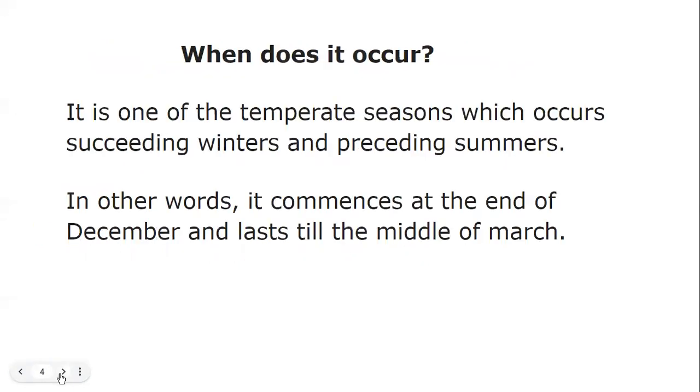Now, when does it occur? Please make one thing very sure. Whatever season you write, you know when does it occur. If you want to have a very good vocabulary, you should say that spring season is one of the temperate seasons. It occurs succeeding winters and preceding summers. It means that it occurs after winter season and before summer season. I have put it in very simple words in the next line. In other words, it commences at the end of December and lasts till the middle of March, right?